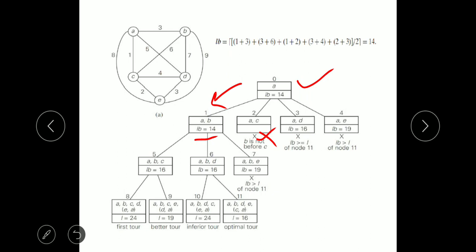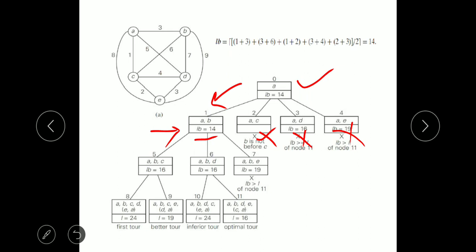Then A to D. There is a possibility of going from A to B and then from B to D. But the lower bound that we have got is 16, which is greater than 14, so we do not consider it. Similarly, the same thing happens with the AE combination also. So now let us go with the first optimum solution that we have obtained. We have considered that edge AB has to be included in the Hamiltonian cycle.